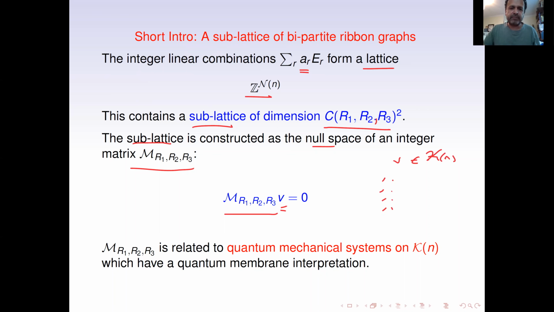These matrices M_{R1,R2,R3} are closely related to quantum mechanical systems on the algebra K(n). And in turn, these quantum mechanical systems have an interpretation in terms of quantum membranes. And this connection uses the link between bipartite ribbon graphs and Belyi maps. So that's the end of the summary.